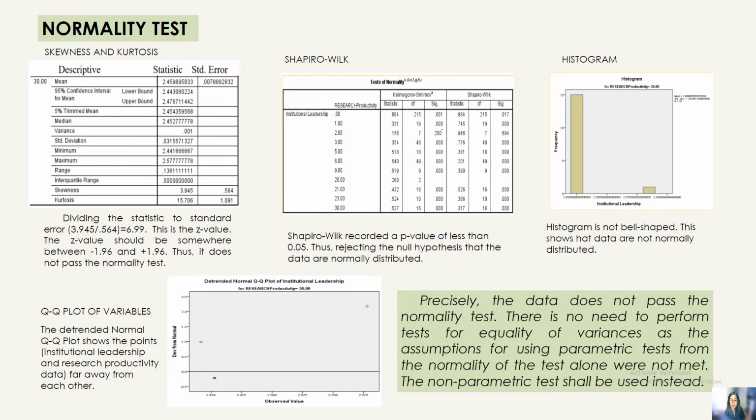We're done with the descriptives. Prior to applying inferential statistics, we have to test the normality of data and equality of variances to determine whether to apply parametric or non-parametric tests. From this slide, it is evident that the data does not pass the normality tests, given a z-value of 6.99, a Shapiro-Wilk p-value of less than 0.05, a histogram that is not bell-shaped, and QQ plots away from each other. Thus, the non-parametric test shall be used instead.